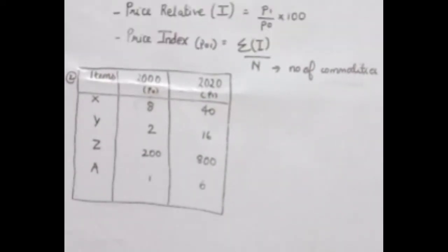For finding the average method, as we said, we have 2 steps to follow. The first step is to find the price relative or I.